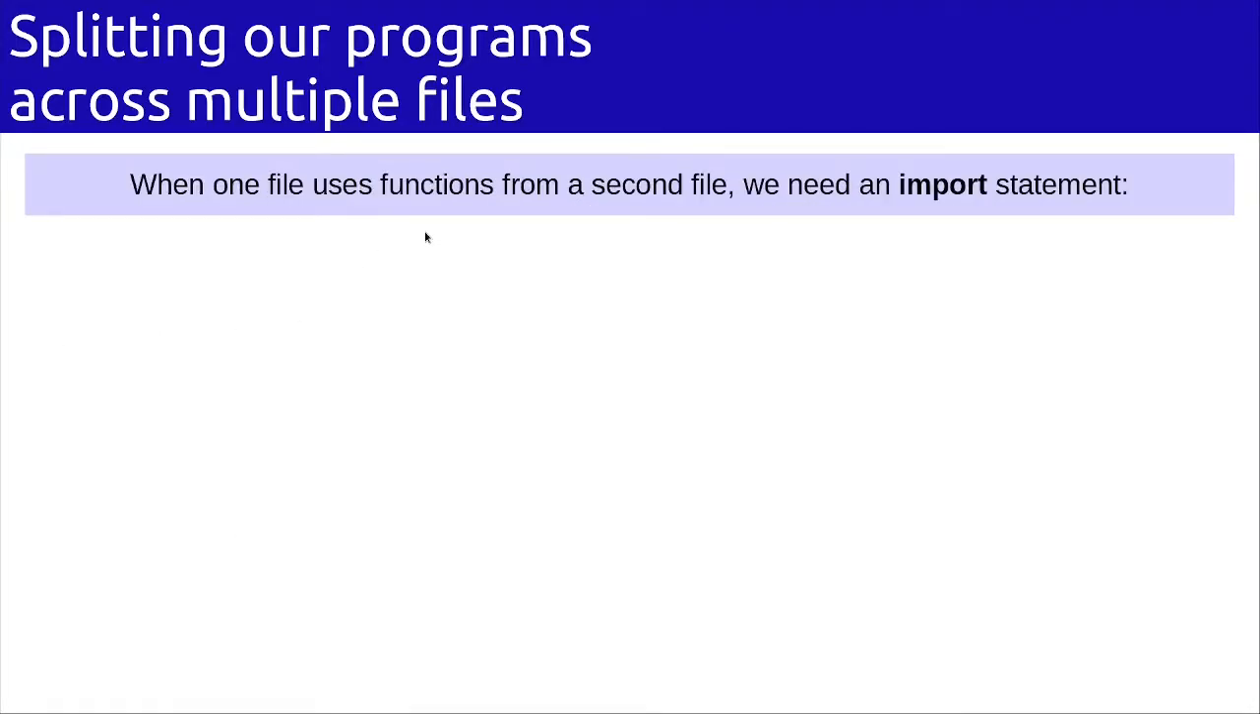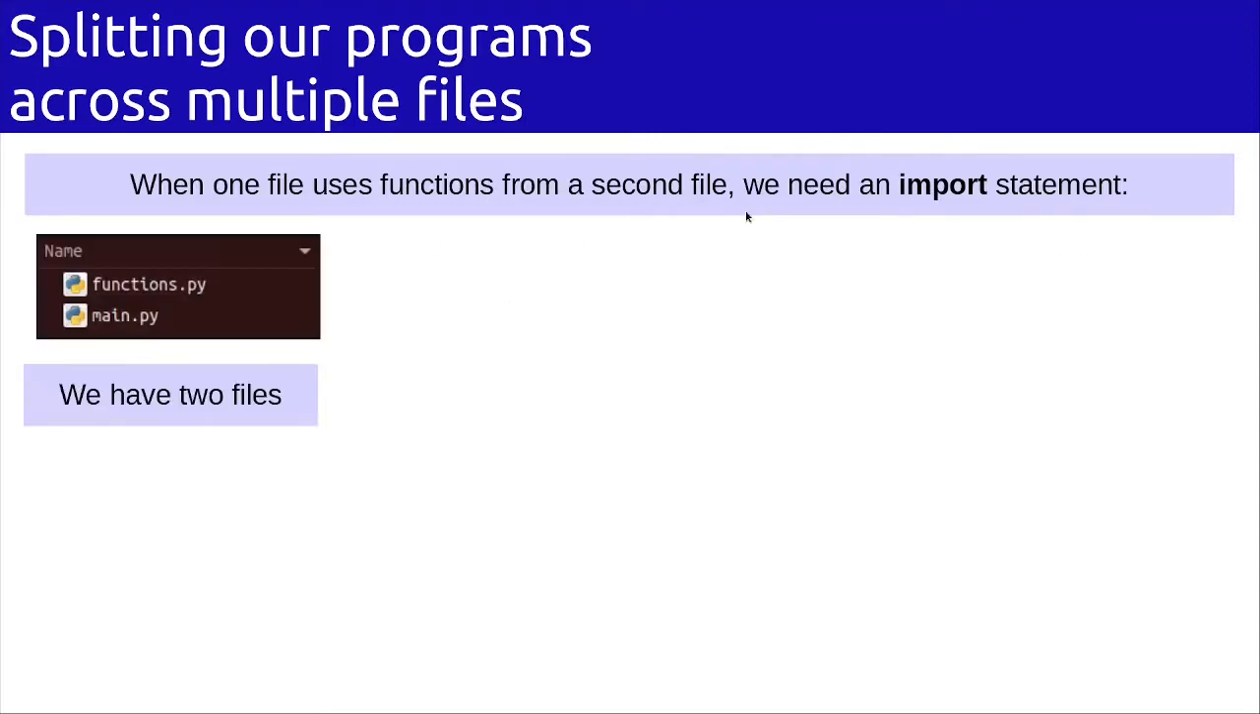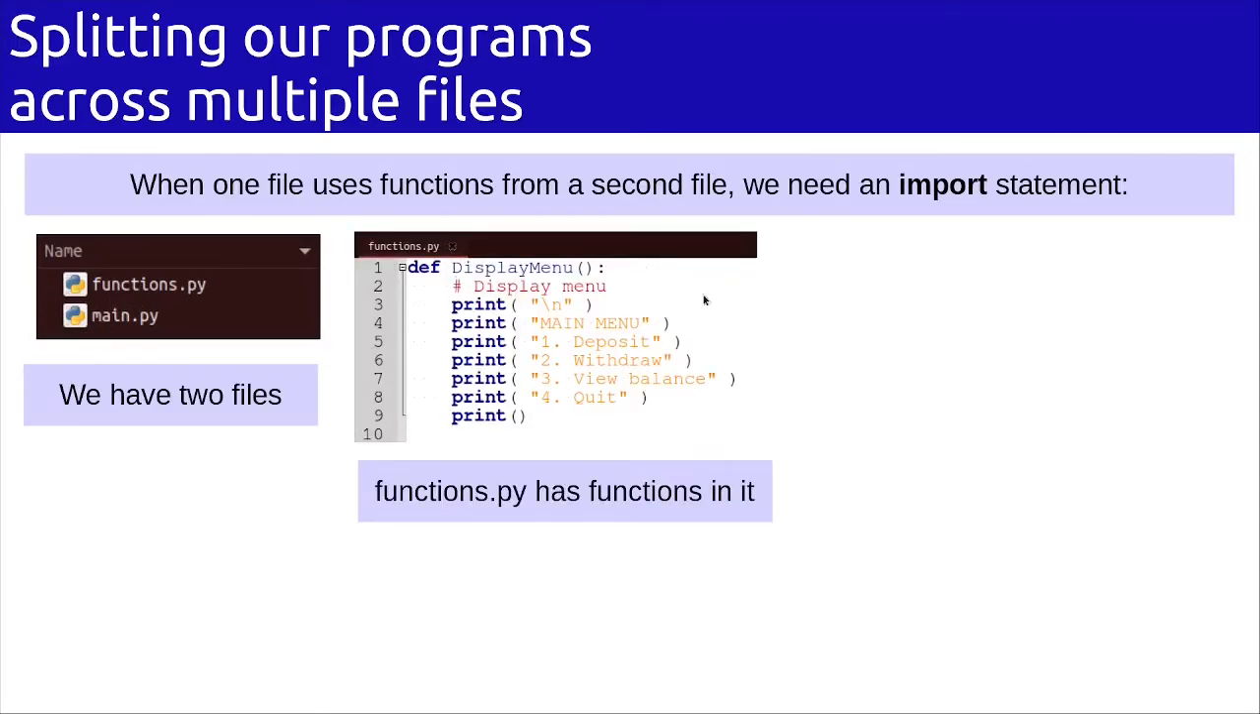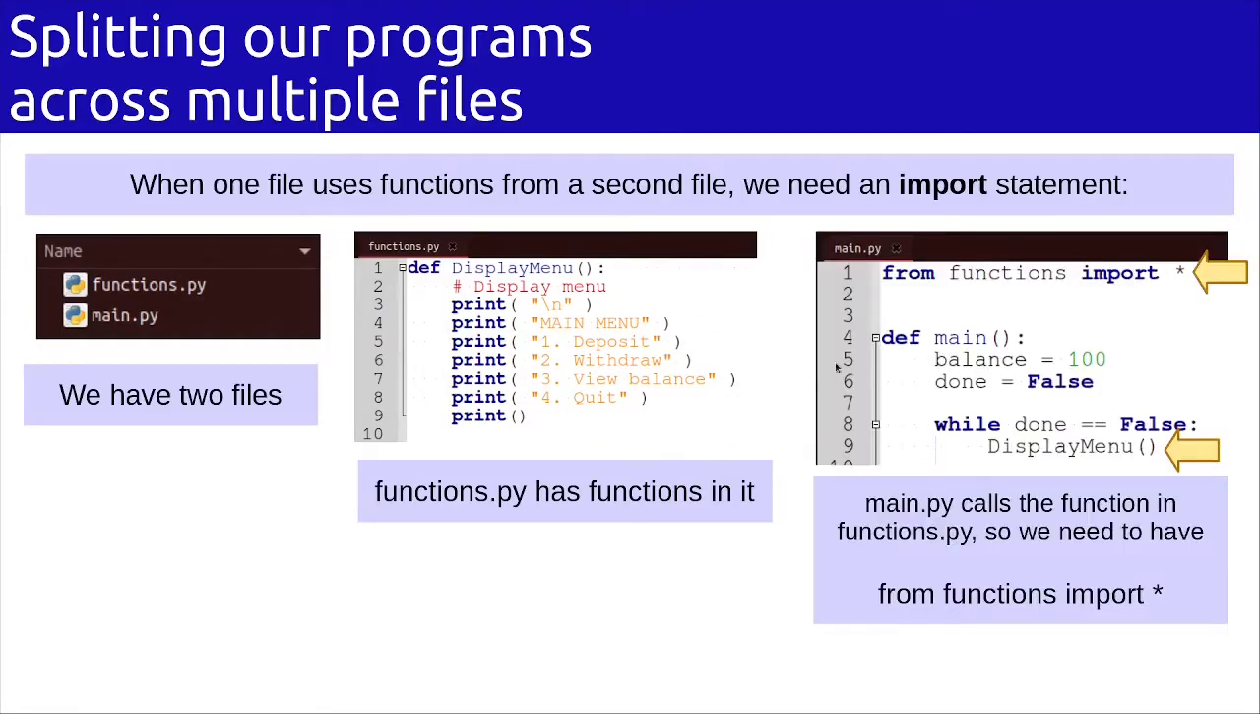So if we are going to use multiple files, and one file is using functions from a second file, we need an import statement. So here we have two files, main.py and functions.py. Functions.py has some functions defined inside of it, and then main.py is using that function, this display menu function. Because of that, we need to make sure to have an import to this function file.